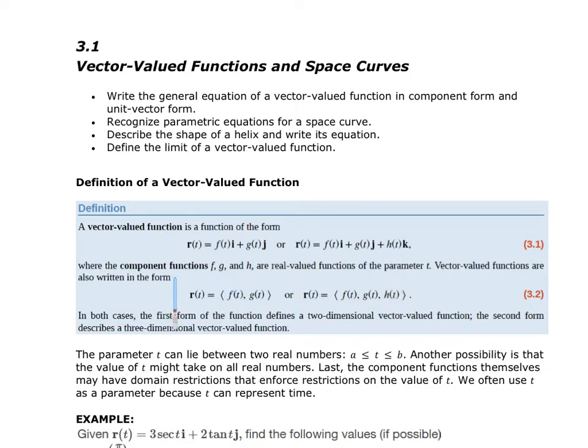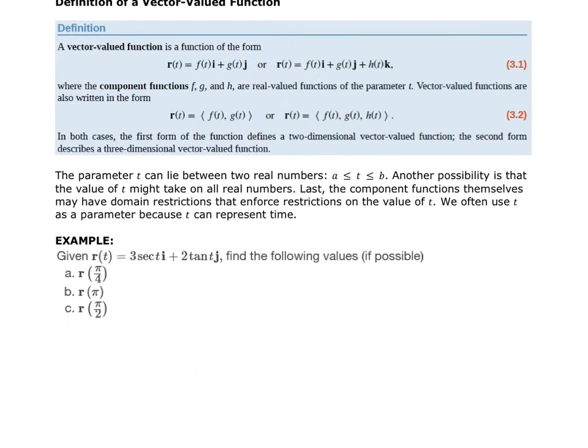If we're in component form, we can write it with brackets showing that it's a vector: f of t and g of t in 2-space, and f of t, g of t, and h of t in 3-space. Now, our parameter can be between 2 real numbers, say a and b, or it could take on any real numbers.